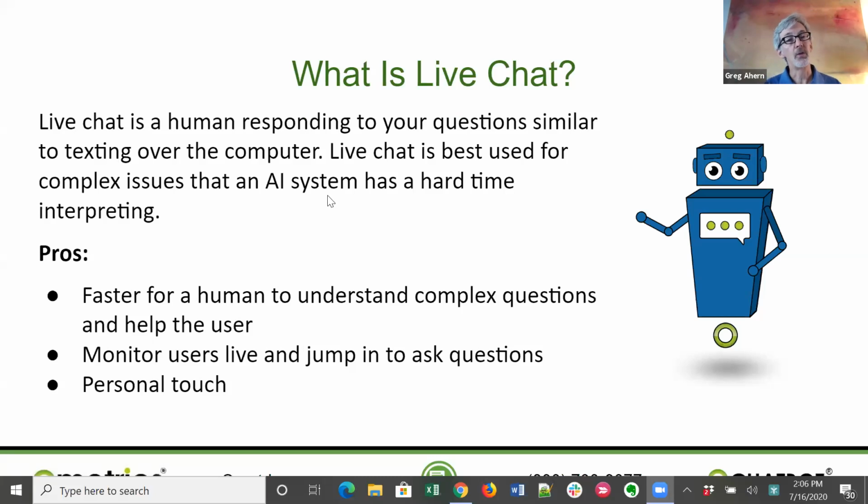So often people get confused between live chat, AI chat, and lead bots. As you know, live chat is when you're basically texting through a computer to a person. Think of it that way. It's really good for complex questions that a human is trying to explain to another human, which a computer can't do. It's nice because you can monitor people on your website and jump into a conversation with them. And it has that personal touch that computers just don't have.